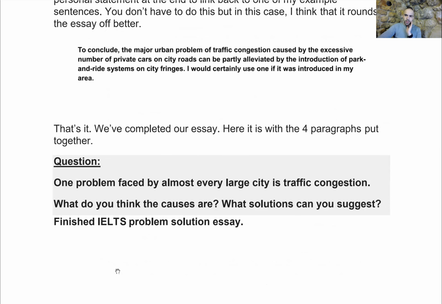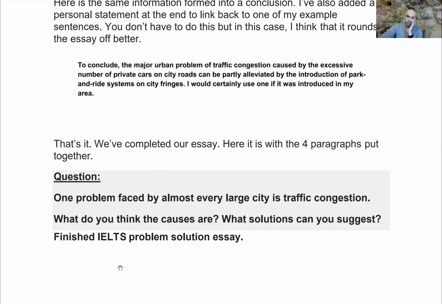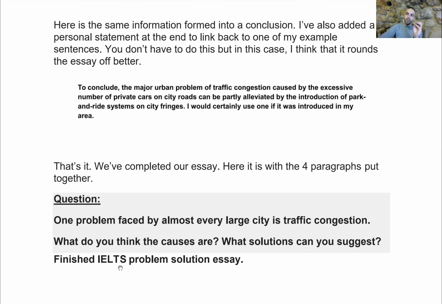So that's problem and solution essays. I hope that you have fully understood that specific type of essay. I highlighted everything. I have tried my hardest to.